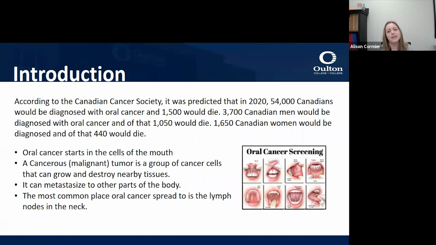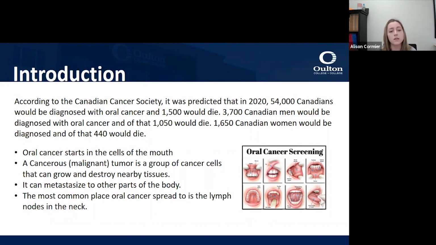According to the Canadian Cancer Society, it's predicted that in 2020, 54,000 people will be diagnosed with oral cancer, and 1,500 of those will die. 3,700 Canadian men will be diagnosed with oral cancer, and of those, 1,050 will die. 1,650 Canadian females will be diagnosed with oral cancer, and of those, 440 will die.